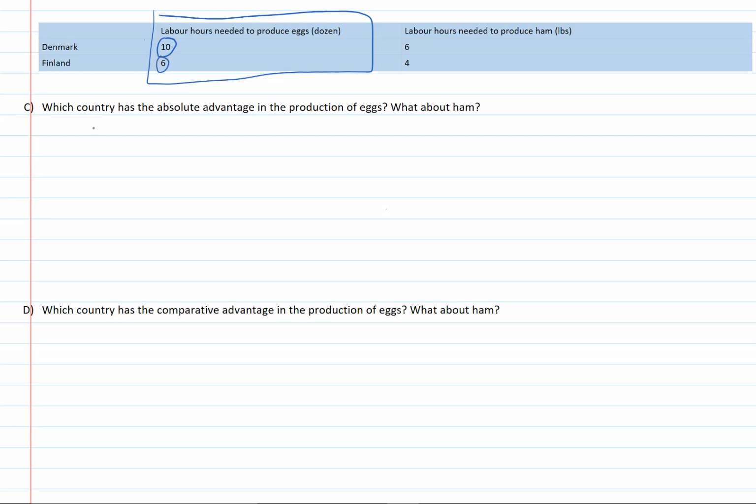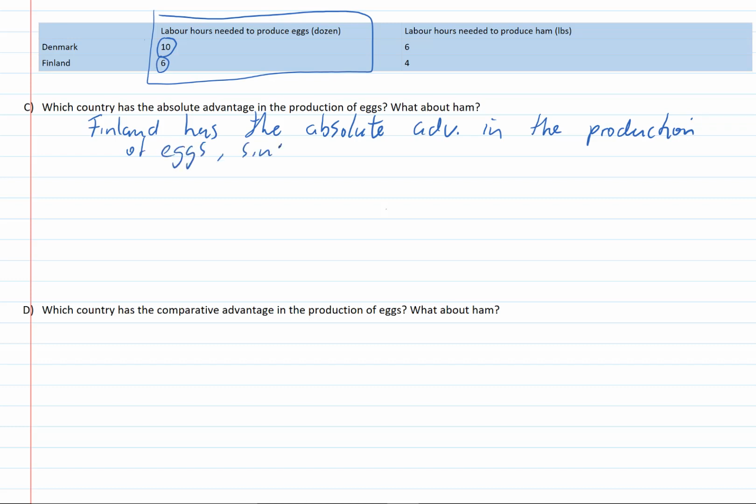This is going to tell us that Finland has the absolute advantage in the production of eggs, since it takes them less inputs to produce a dozen eggs.